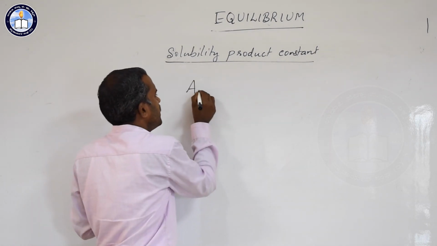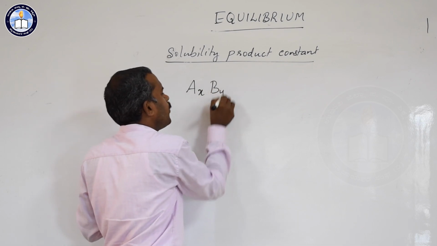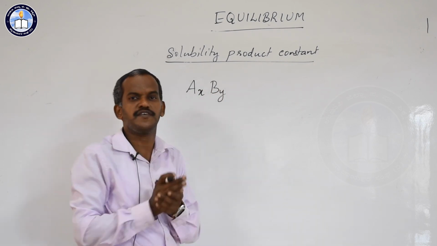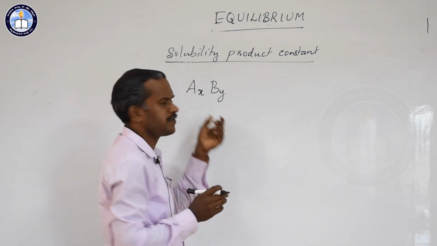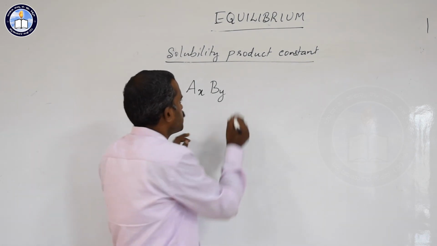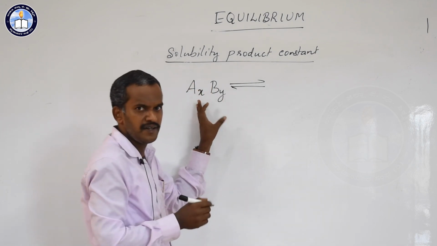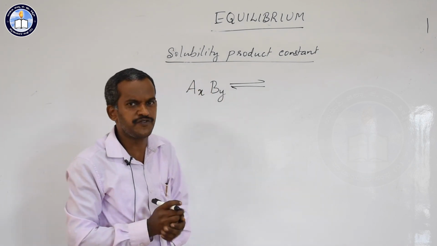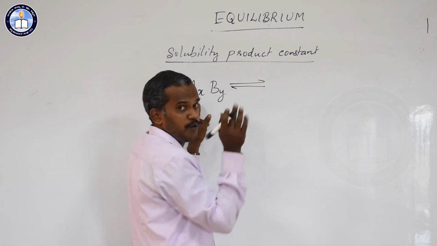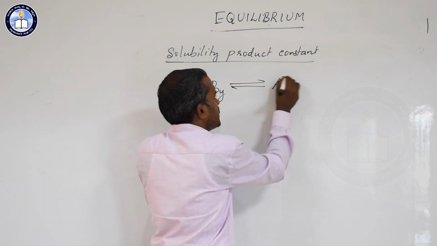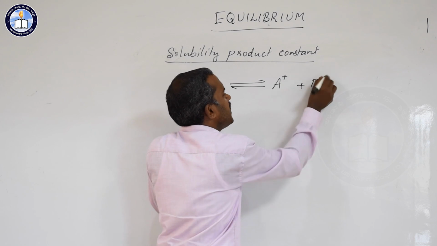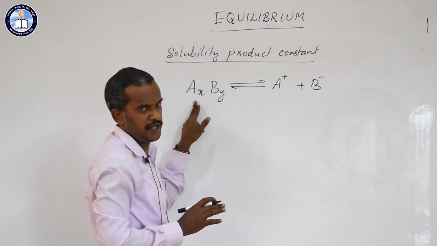Suppose I write AxBy, where A and B stand for the two different ions, and x and y for the different number of moles. On dissociation, what will happen? It is a solid which will produce ions in the aqueous form. I will tell you a very easy way of writing. You can write it as A plus and B minus. The first thing, one cation and one anion.